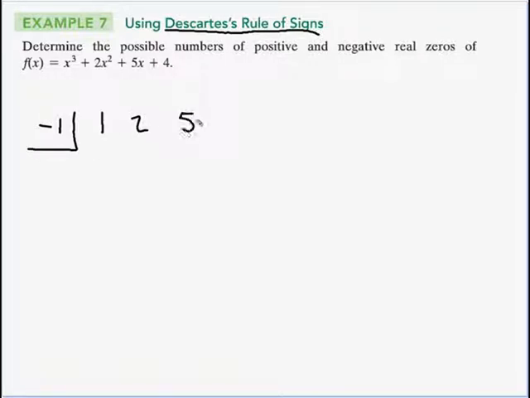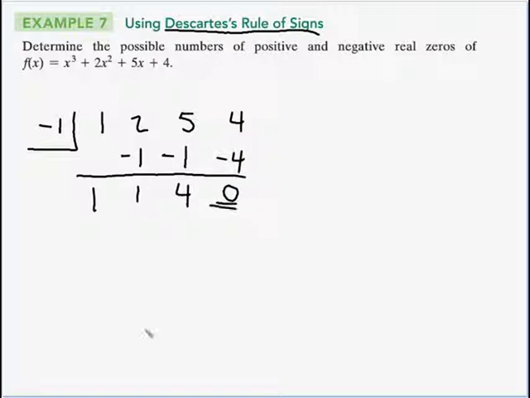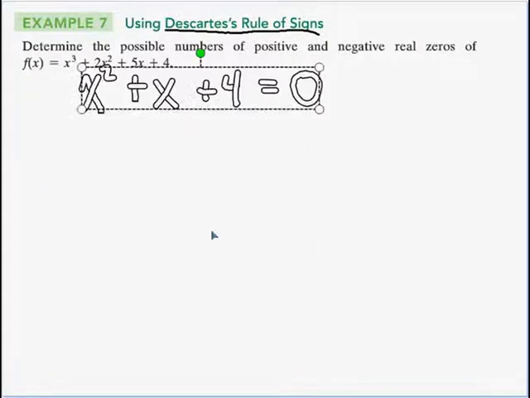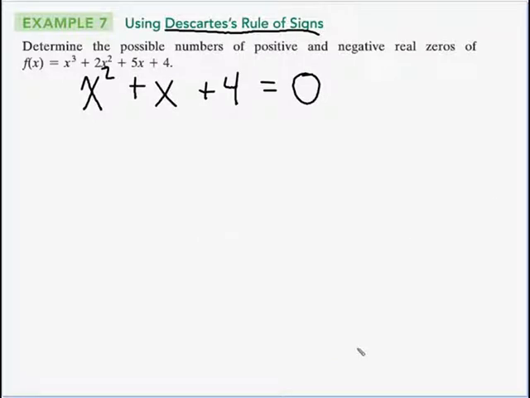We bring down our coefficients for synthetic division. We multiply and add, multiply and add, multiply and add. Look at that. No remainder right off the bat. We have reduced our polynomial down by a power, so now it's x squared plus x plus 4, and that's equal to 0. And the factors of 4 that add up to 1 will not work. I would probably lean toward the quadratic equation on this one.